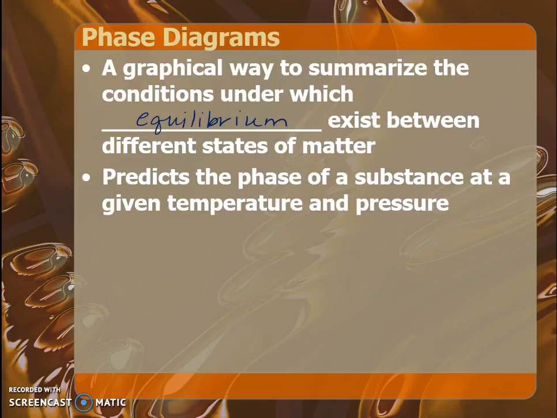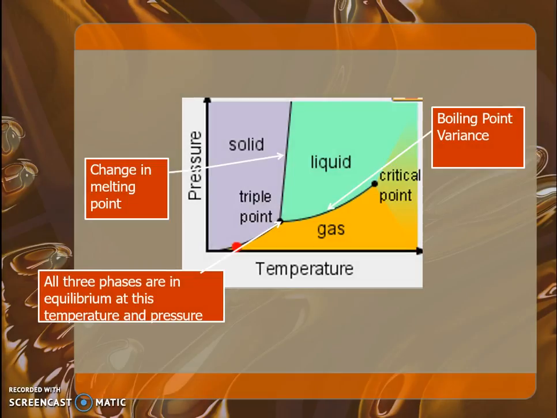An equilibrium just means that there's a forward and a reverse phase change happening that will end up keeping the melting process going on at the same time that the freezing process is going on. Okay, we'll make sense of this in just a second. All right, so here's a phase diagram. You've seen this before, and let's just make sense of some of the stuff that's on here.